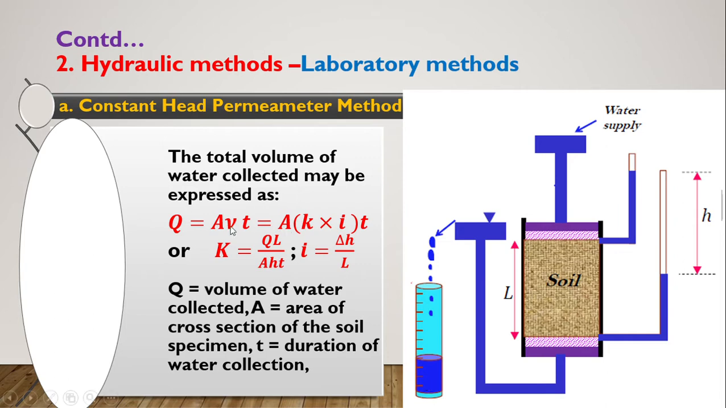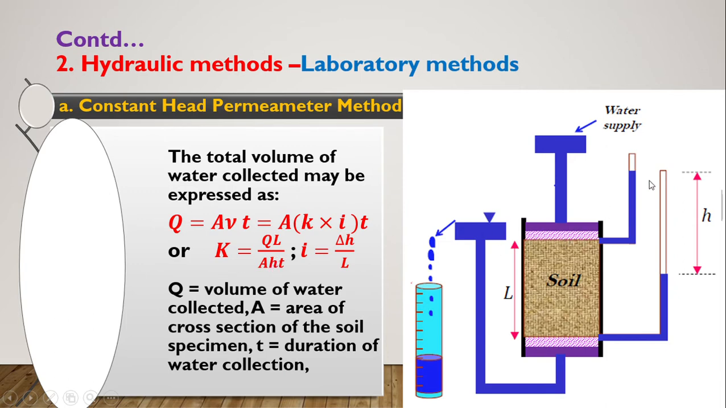And we can find K by using this equation: K is equal to Q into L divided by A into H into T. A is the area of cross section of the soil specimen, so the area of this portion. This will be a circle because it is a cylindrical shape. So the area of cross section will be this area. It will be a constant. You can measure it directly.